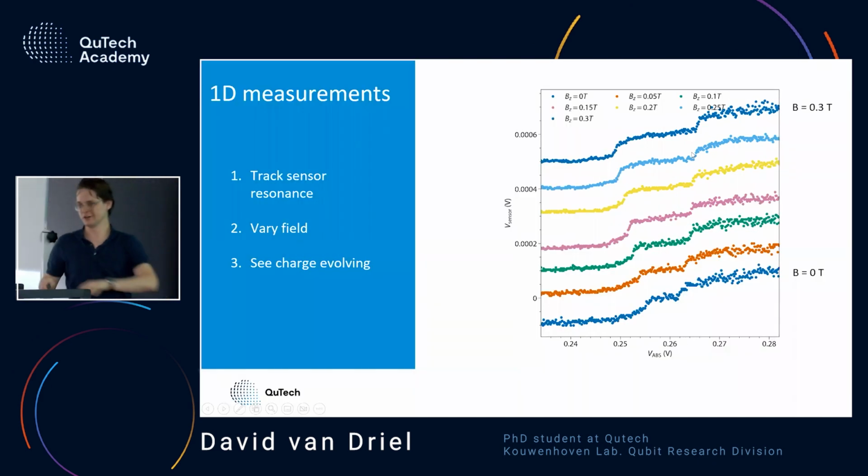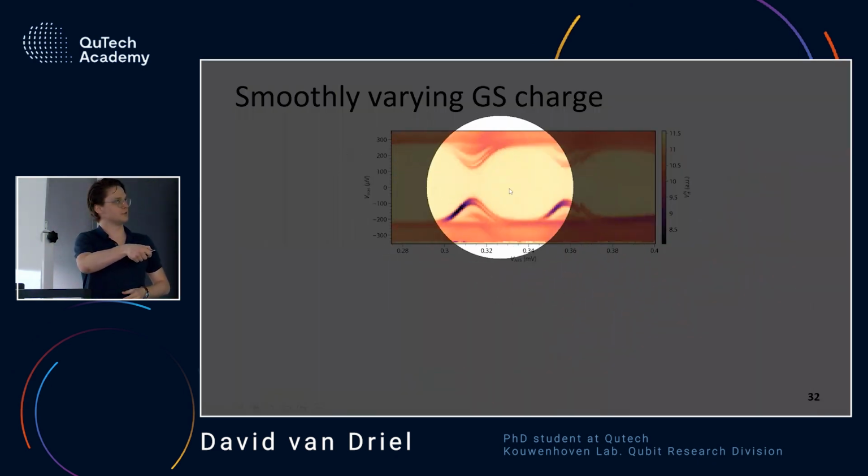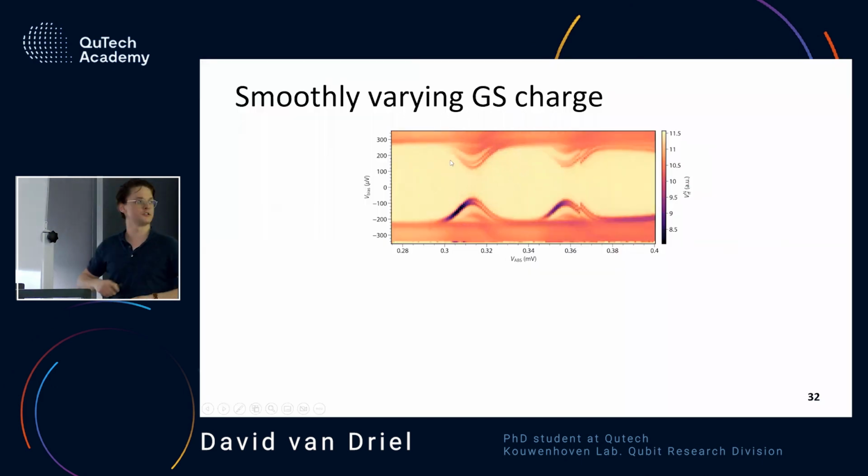But now what I wanted to show you is something where you don't have a doublet ground state. So these are two ABSs at a finite field value, and notice that they never cross zero. So all of this is just singlet, always even charge. And what you see in the charge sensor is this.